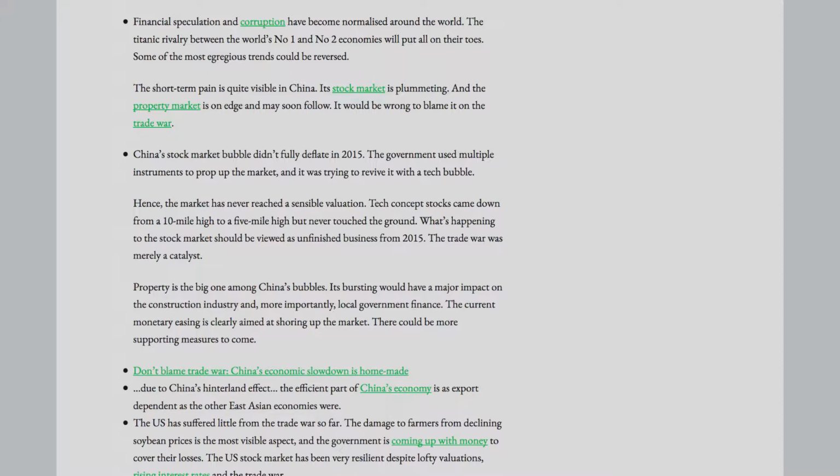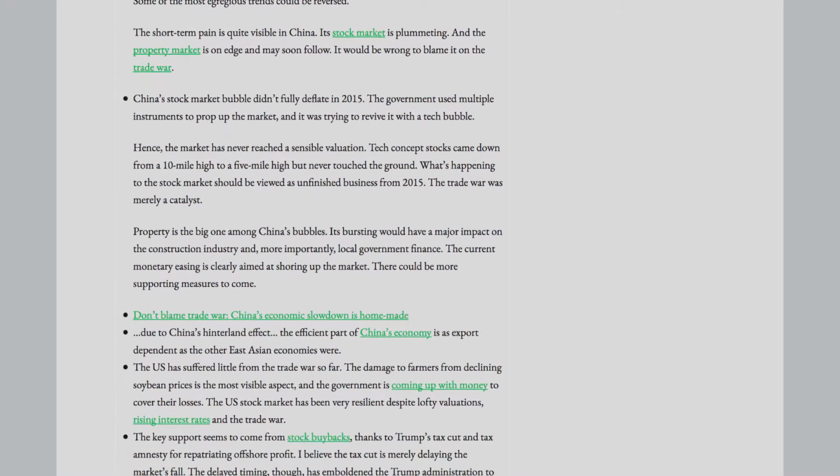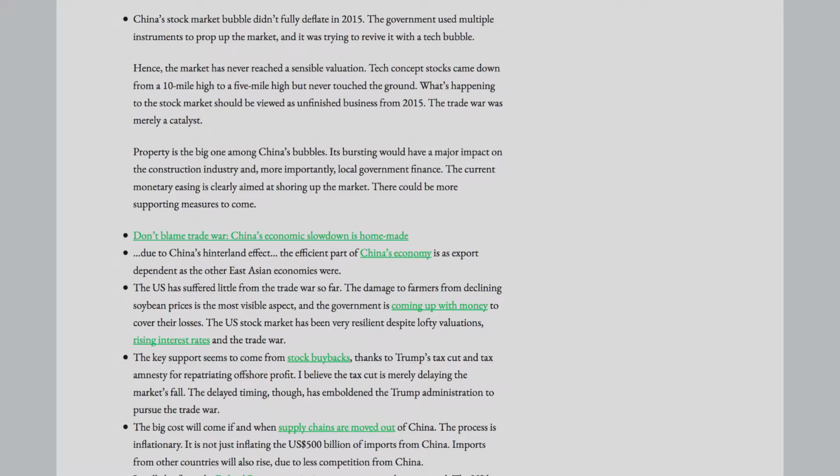It would be wrong to blame it on the trade war. China's stock market bubble didn't fully deflate in 2015. The government used multiple instruments to prop up the market, and it was trying to revive it with a tech bubble. Hence, the market has never reached a sensible valuation. Tech concept stocks came down from a 10-mile high to a 5-mile high, but never touched the ground. What's happening to the stock market should be viewed as unfinished business from 2015. The trade war was merely a catalyst.